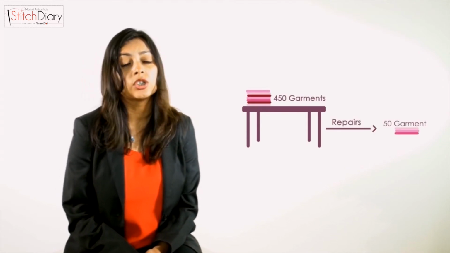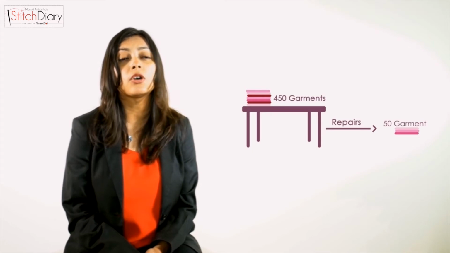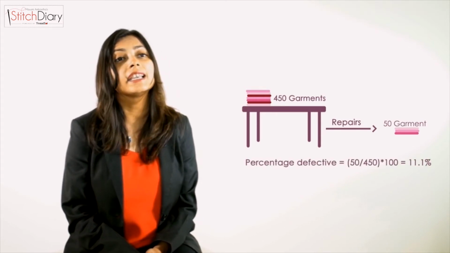To understand it with a very simple example, in the previous example we discussed, there were 50 garments that were defective out of the 450 garments inspected by the inline inspection team. So the quality level or percentage defective level is 11.1%.